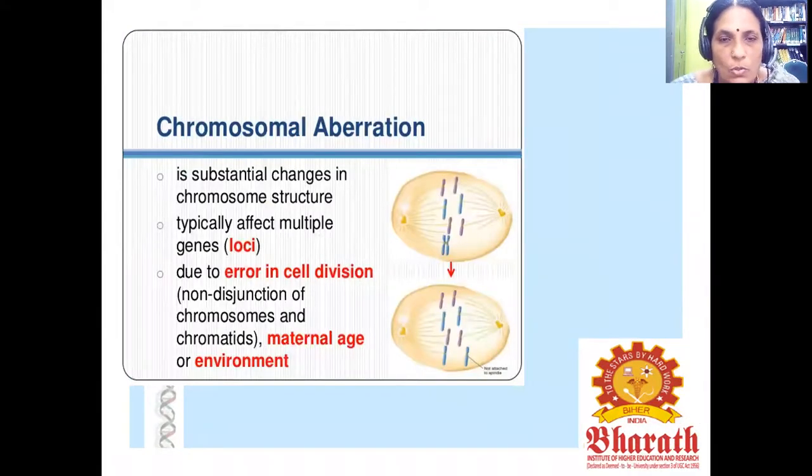Then, what is chromosome aberration? It is a substantial change in chromosome structure. This typically affects multiple genes or loci. It is due to errors in cell division, that is non-disjunction of chromosomes and chromatids, and also maternal age or environment.